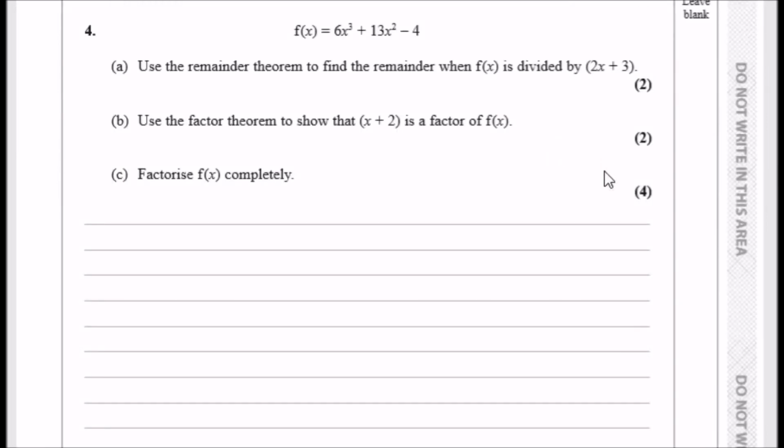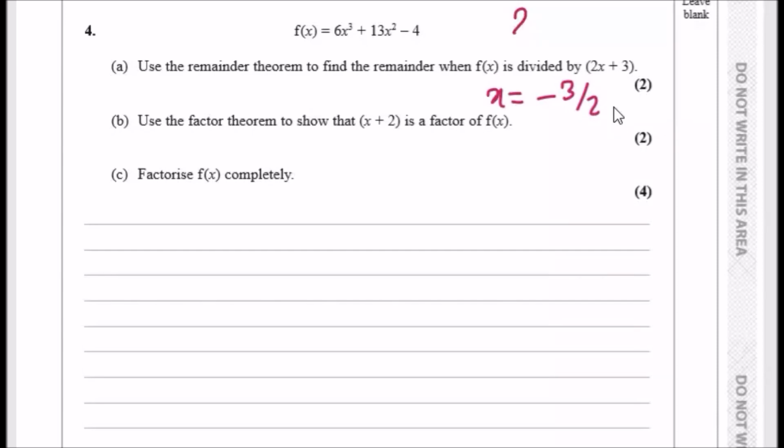Okay, this question is actually very straightforward. It's just the remainder theorem, the factor theorem, and then, of course, good old long division, which nobody really likes. So, let's check it out. Use the remainder theorem to find the remainder when f(x) is divided by 2x plus 3. Now, effectively, the remainder theorem means you just literally find the value of x here, which, if you solve it, you're going to get exactly minus 3 over 2.